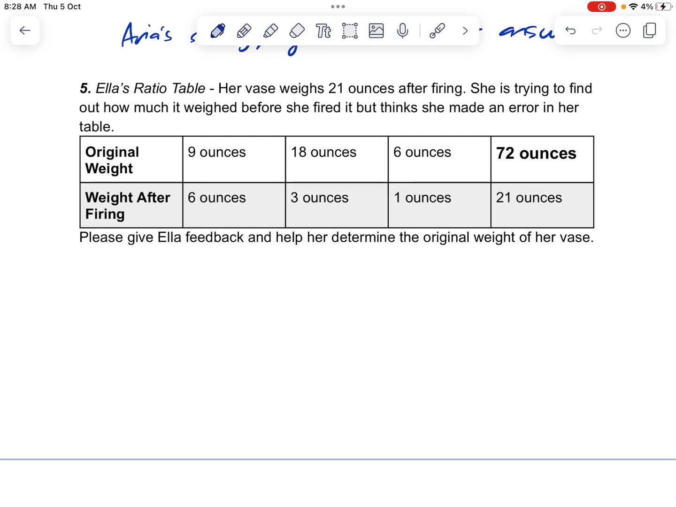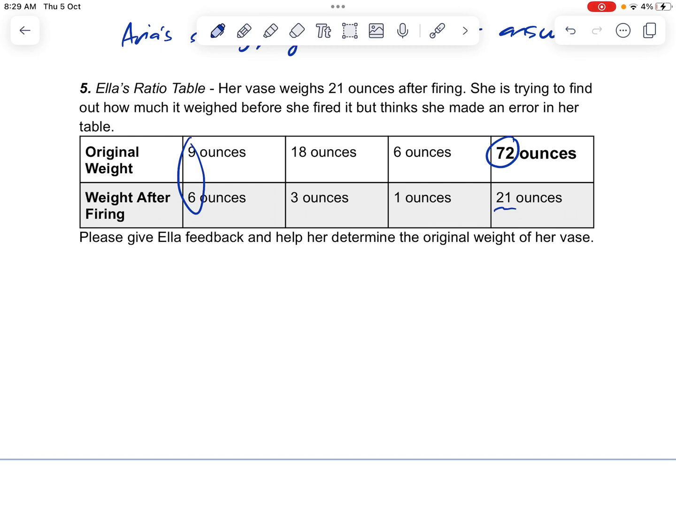Question number 5. All right, so now let's see Ella's ratio table. Ella made a little mistake here, so we've got to figure out where she went wrong. Her vase weighs 21 ounces after firing. So this is the given information, and we're trying to figure out the original weight. And if we look at her table, she is starting with the same original ratio, 9-6. That's the same as in question 4.